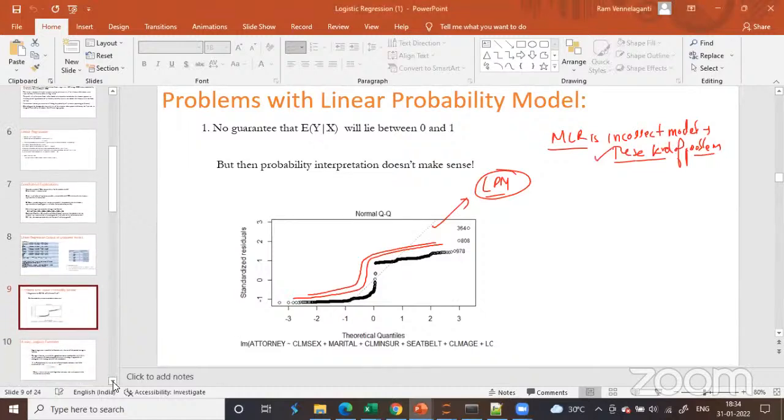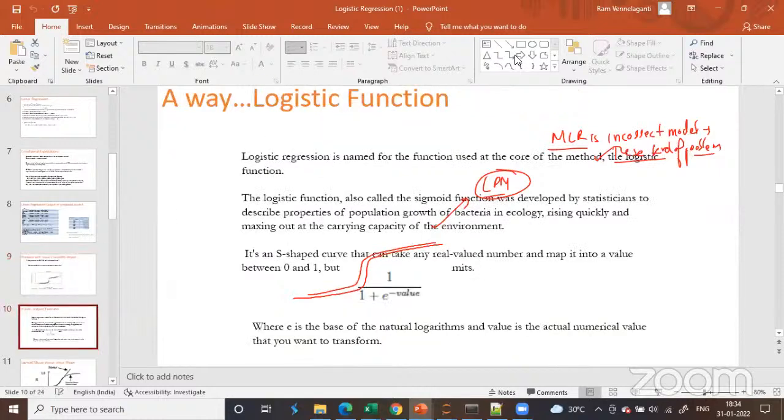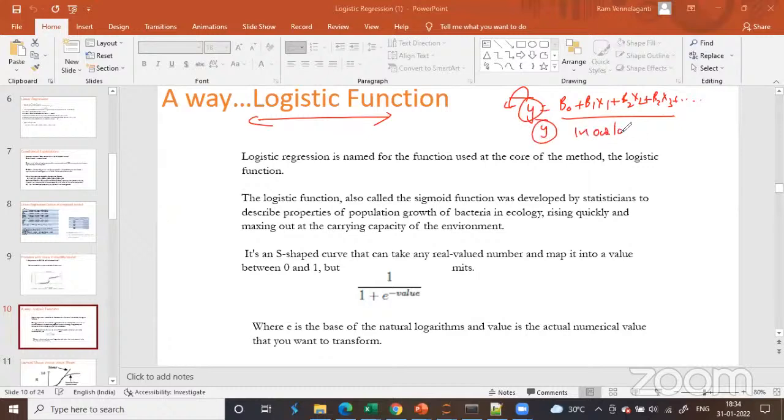Now, what is the alternate solution that we have? If we cannot work with our multiple linear regression model, then what is the alternate solution? We have to take the help of what is called the logistic function. Whatever output you get from your multiple linear regression model, you are simply going to substitute this value of y in our logistic function. That is what you are going to do.